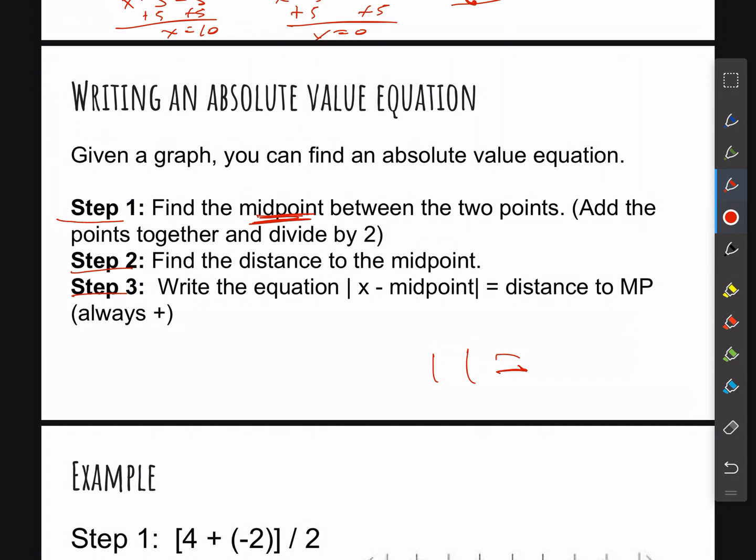For step 2, we find the distance to the midpoint. Okay, so maybe we find that that's 10. So then we would know the distance is equal to 10, right? And then step 3 is write the equation, which is the absolute value of x minus the midpoint is equal to the distance to the midpoint, and that is always a positive number.